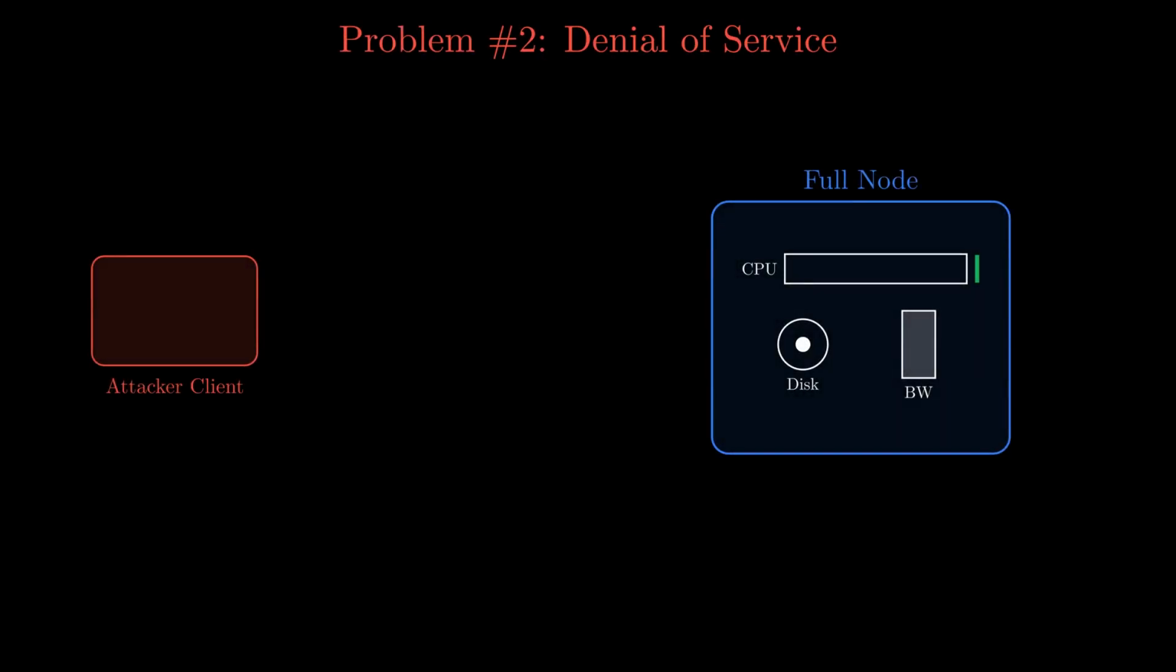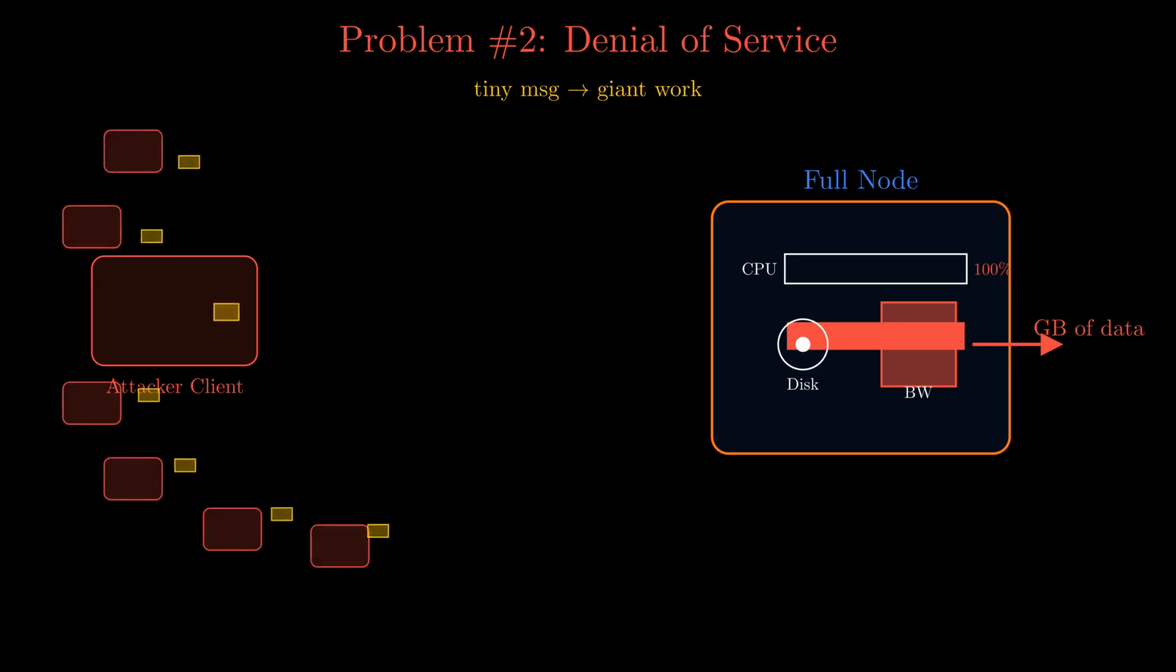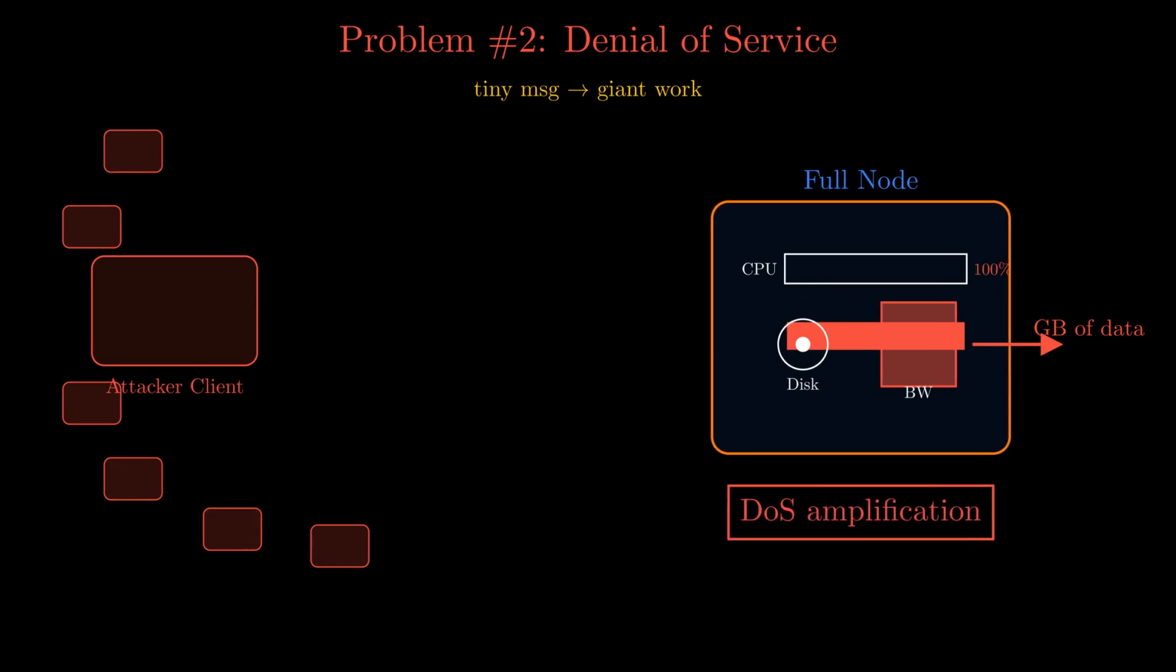There was a second problem: denial of service. A specially crafted filter, one set to match almost everything, or designed to force expensive script evaluation, could compel a full node to scan and serialize huge volumes of data per block. One small client message, gigabytes of node work. Multiply by thousands of malicious peers, and you have a cheap way to knock honest nodes offline.